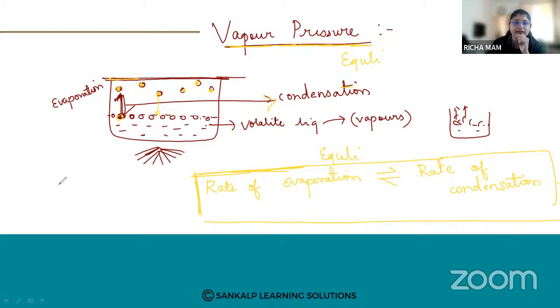Now, what are the factors which are affecting the vapor pressure? The first one is temperature.